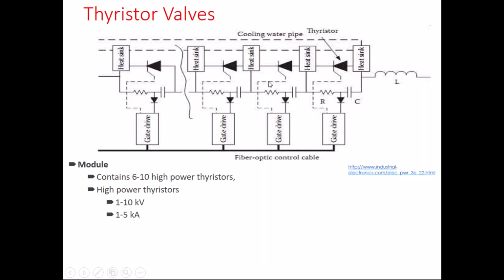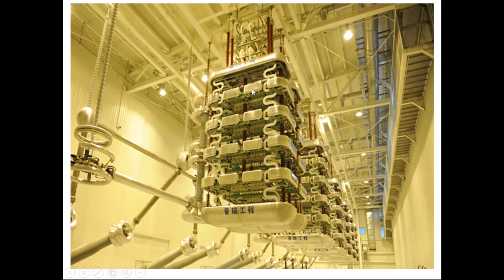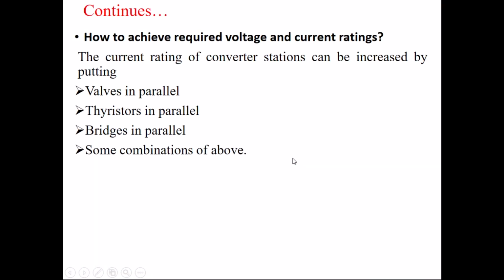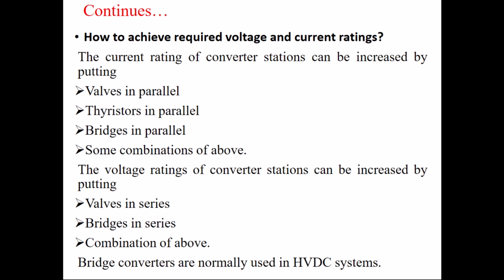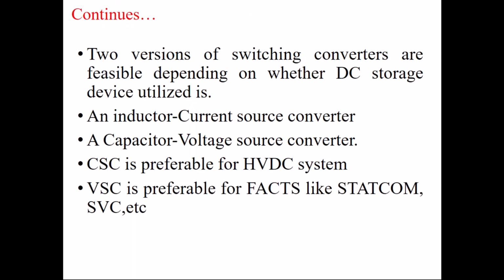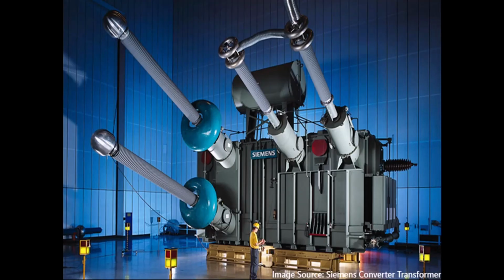And we saw the configuration of the valve, and you can see this figure of the valves. There are many thyristors connected in series and parallel to make the high voltage rating of the valve. Some pictures of converters. Then what is the requirement to increase the voltage and current rating, and what is the main requirement of the valve used in the converter. Basically two types of converter: in the HVDC system we use the CSC, current source converter. In FACTS devices we use the voltage source converter. And a comparison of both these converters, CSC and VSC.